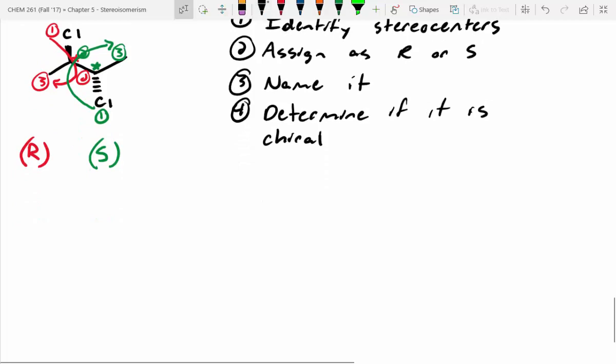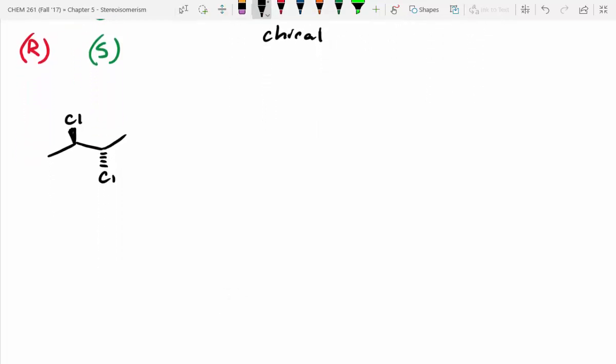All right, so I'm going to redraw this really quickly down here. So what do you guys think we should name this? Without using R or S, we can put the parent in, and this would be 2,3-dichlorobutane. But what should our prefix be to designate the R and the S? 2R, 3S. Okay, let's try this. We could say 2R, comma, 3S. That designates the stereochemistry, and then dash 2,3-dichlorobutane.